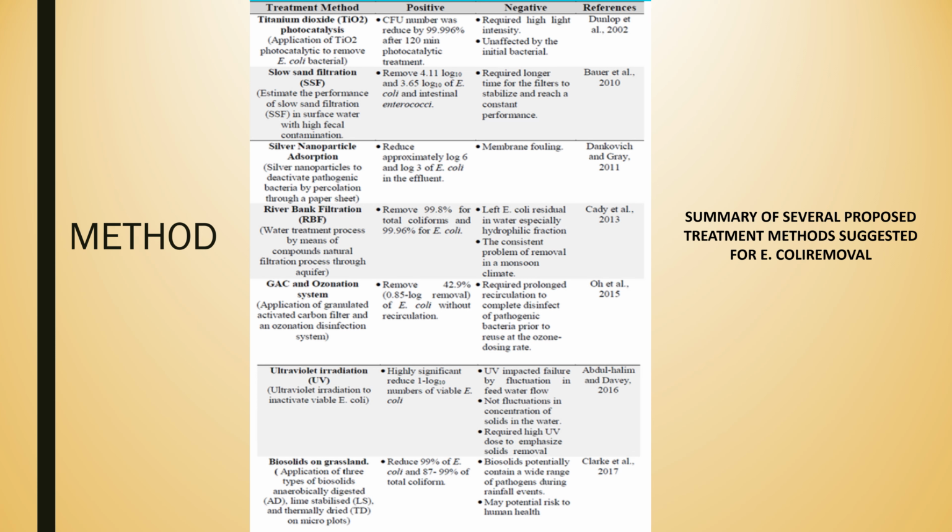The table shows the treatment methods to remove E. coli, such as titanium dioxide photocatalysis, slow sand filtration (SSF), silver nanoparticle absorption, riverbank filtration (RBF), GAC and ozonation systems, ultraviolet radiation (UV), and biosand on grassland. Okay, for all the treatment methods, they have a positive side and a negative side.